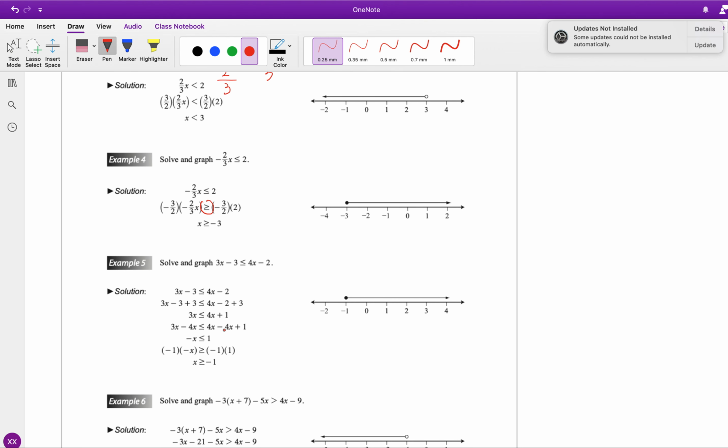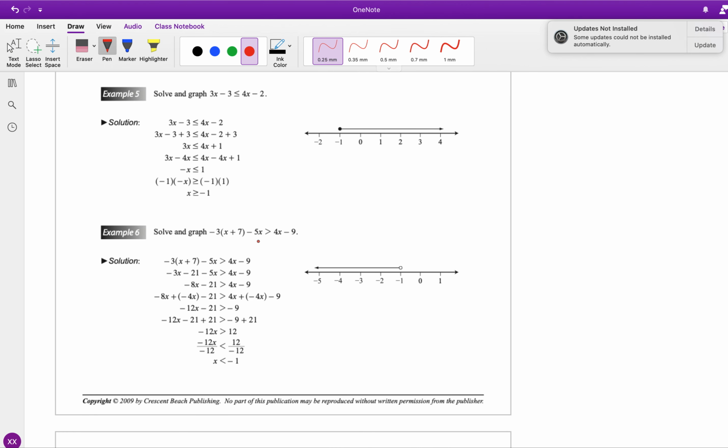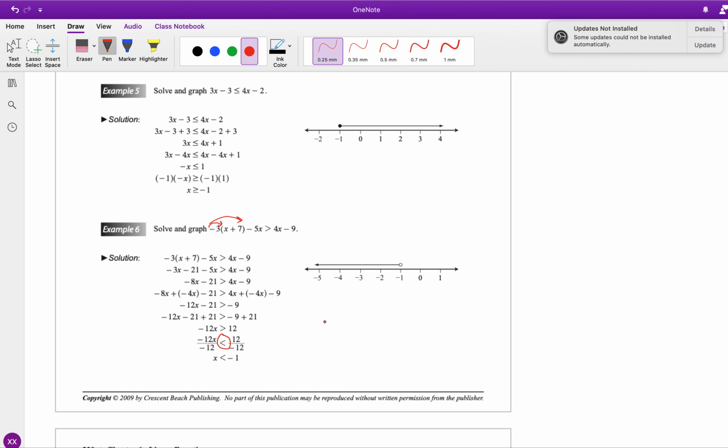Okay? Now this one, you're going to combine them first. That is not a problem. Don't switch the sign. As soon as you get a negative divided by -1, then you have to switch the sign. Now this is just a more complicated computation. You distribute this in, and then you sort out the x and sort out the numbers, and then you got -12x larger than 12. Now divide by -12. As soon as you divide by a negative number, the sign switches. Sign switch here. Okay? And then that's it.